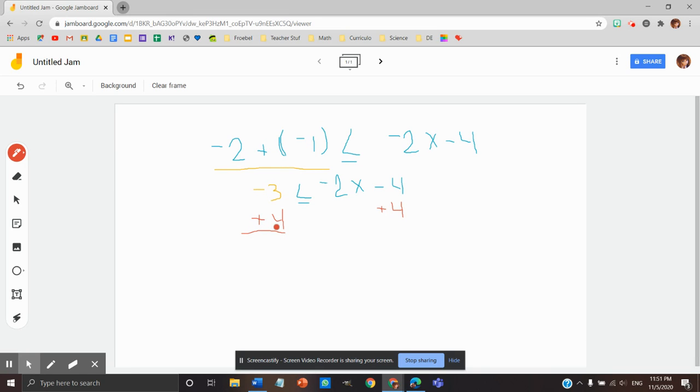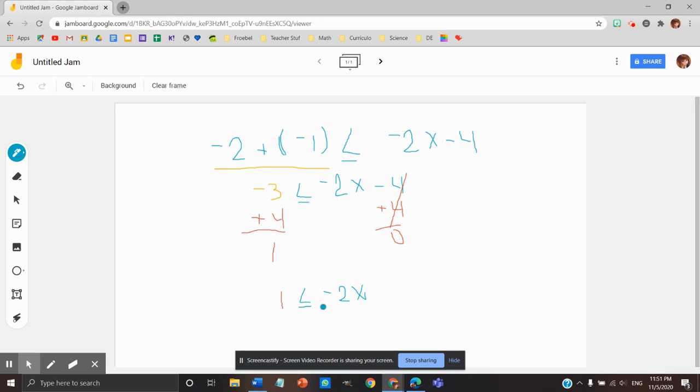Yes, that's a 4, sorry again. And as you know, -4 plus 4 is 0, so that's going to get canceled. That is 0. And -3 plus 4, that is 1. So we ended up on the left side with 1, and on the right side we have less or equal to -2x.